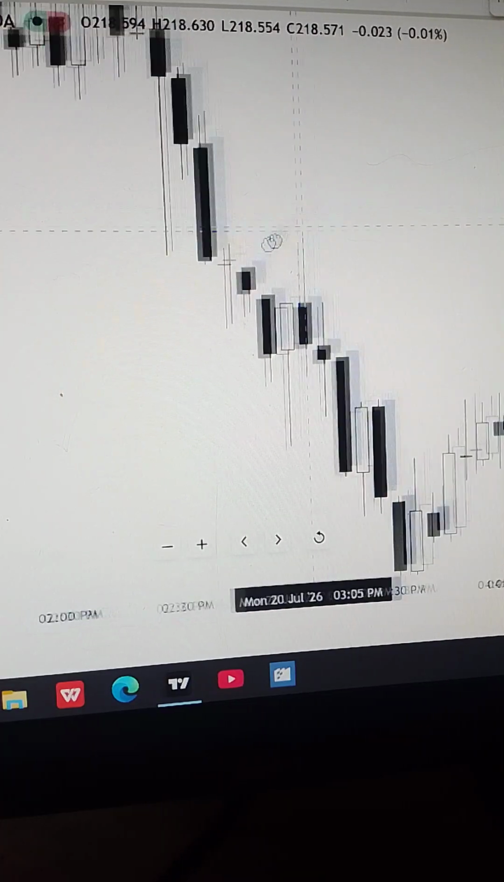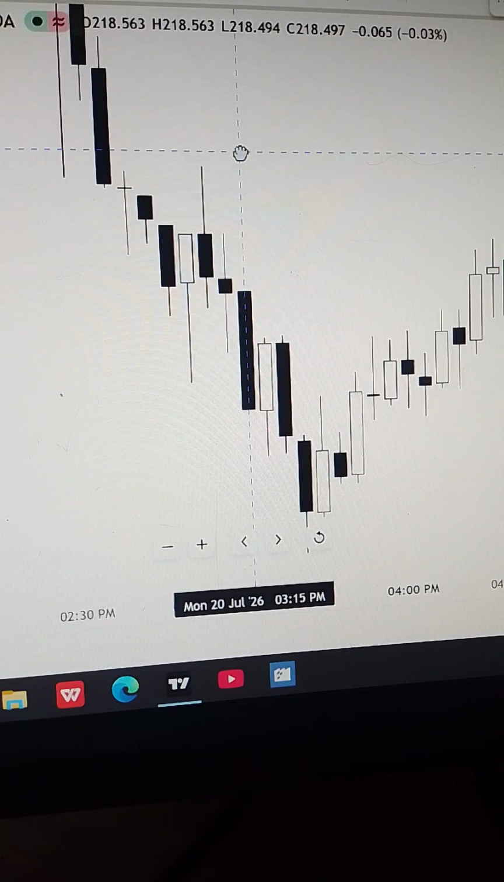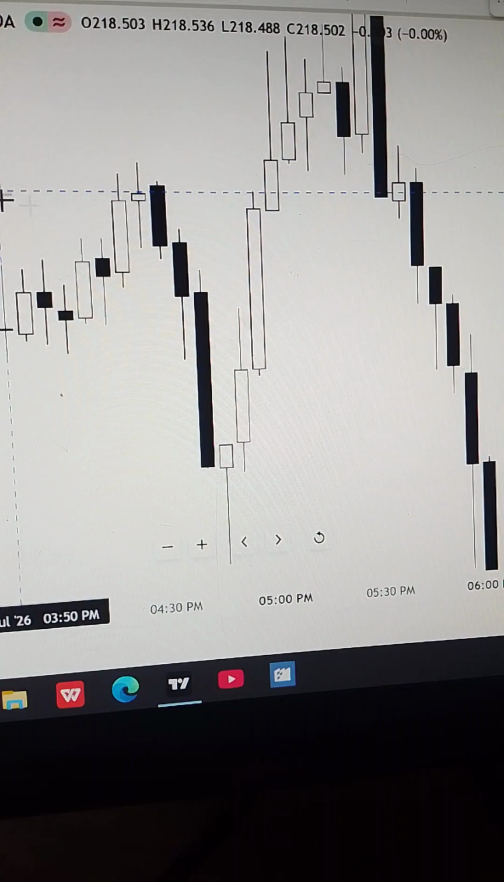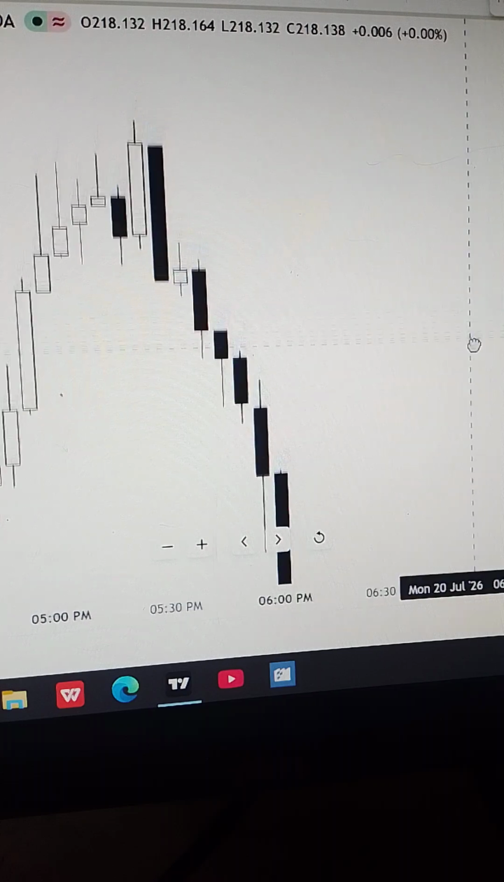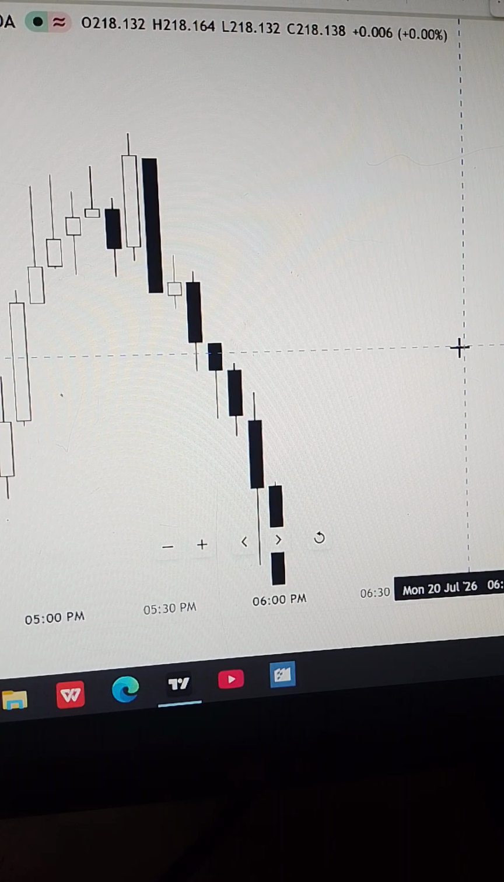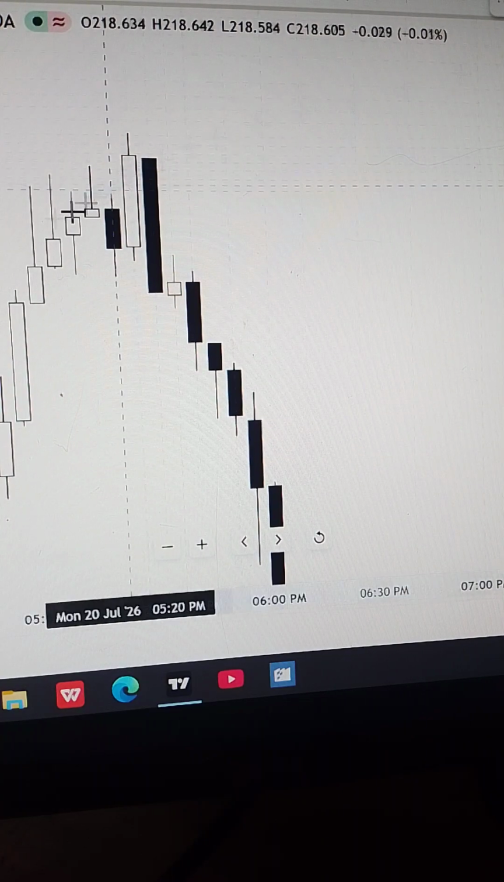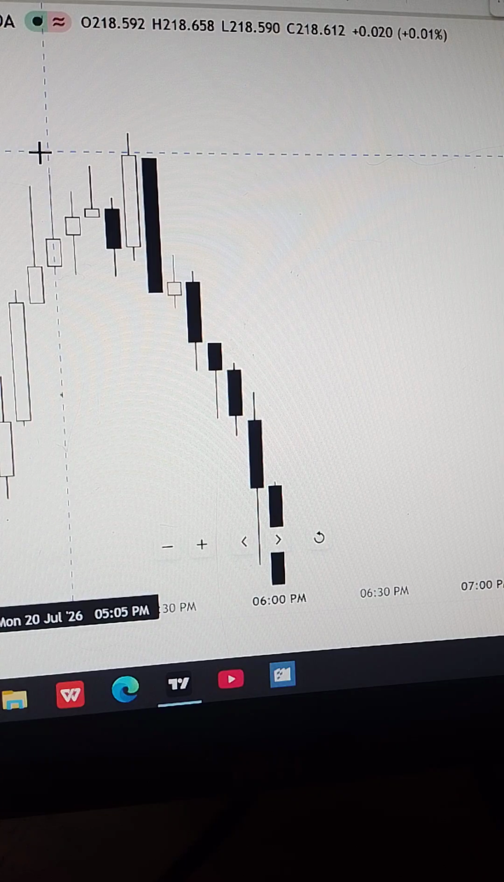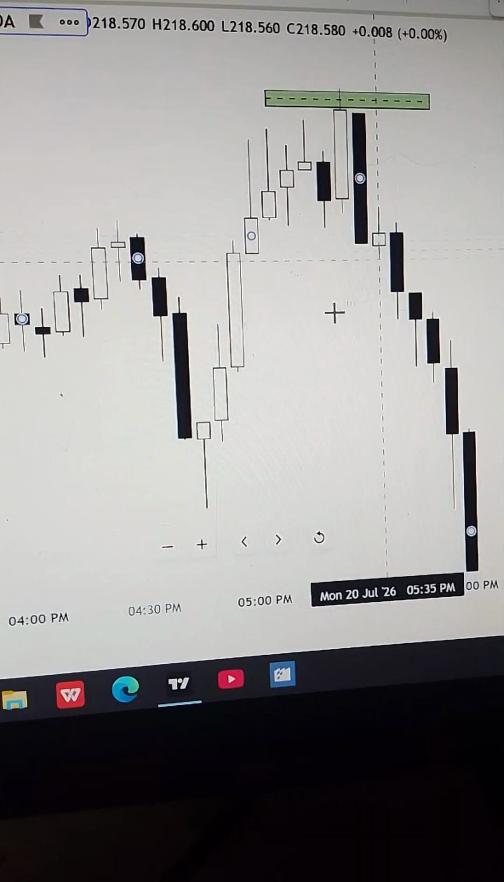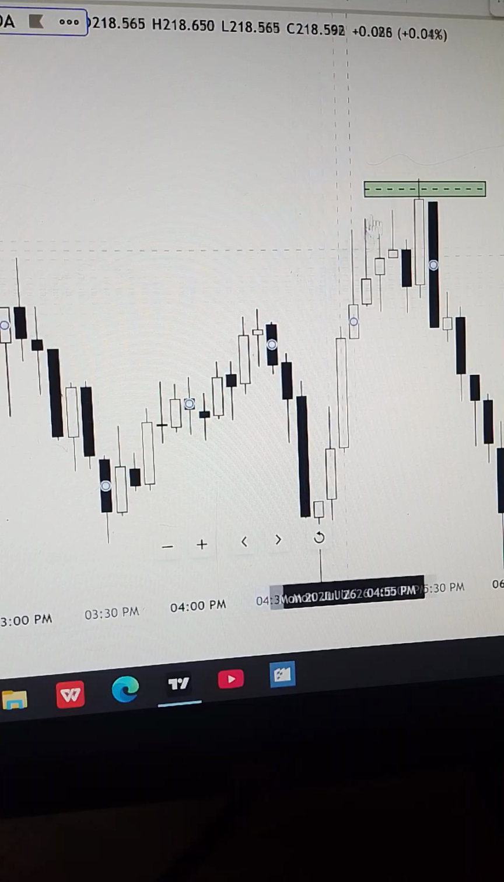Let's use another example here. Let me look for another example. Yes, we have this example here. Still on GBP/JPY, the trend is bearish. So let's say this was your entry. Of course, the entry is on the higher time frame.